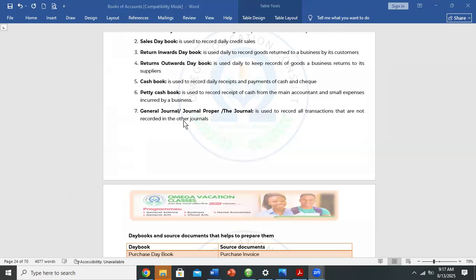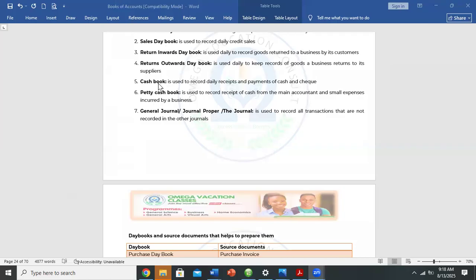You cannot record it in your purchase day book because it is not goods, it is an asset. The purchase day book is for only purchase of goods. So if you purchase an asset on credit, it cannot be in any of the day books. It cannot be in the cash book because you didn't pay cash or check for the asset. It was on credit. So that will be in where? The general journal.